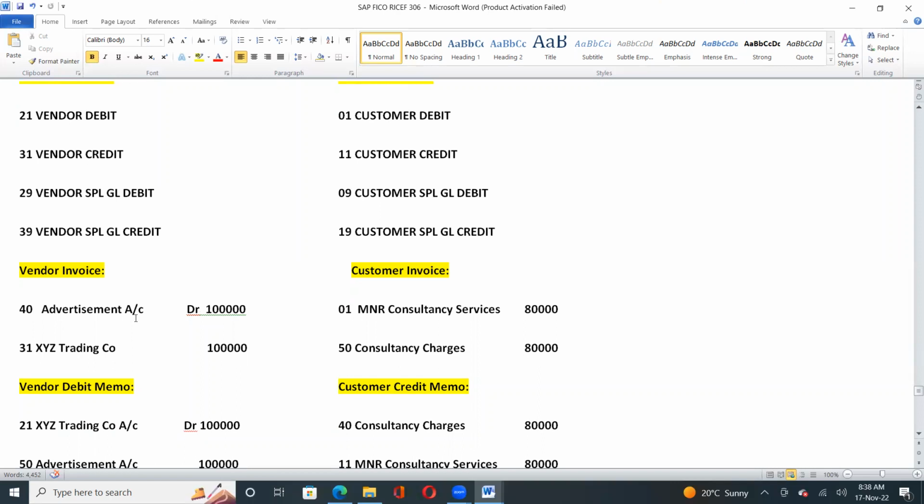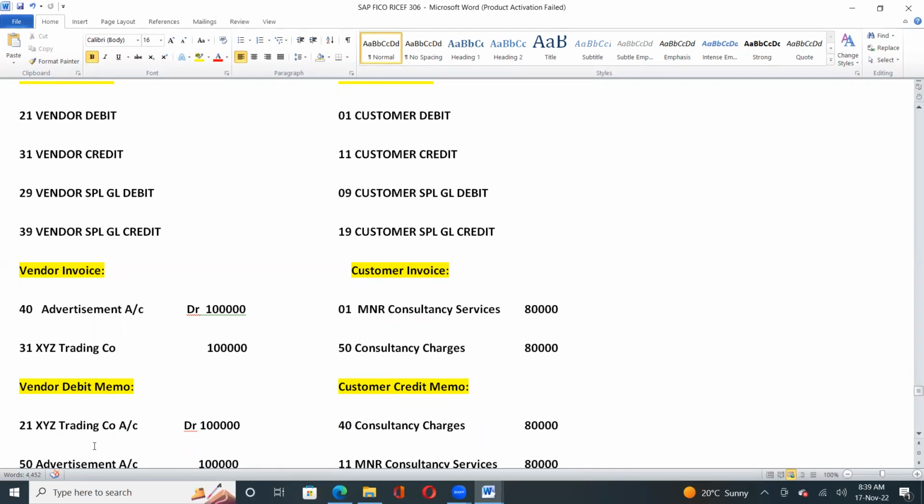We don't want services from this particular vendor, then we will return the services. Then the vendor will be debited, debit the receiver. So vendor debit would be 21. The 21 posting key is nothing but XYZ Trading account, vendor debit 1 lakh 2.